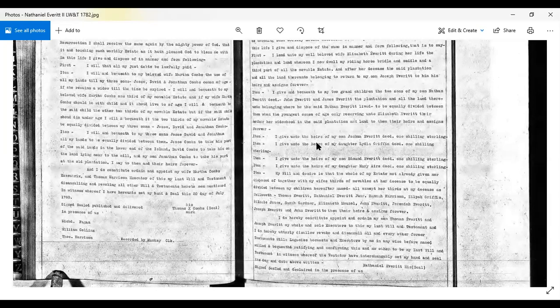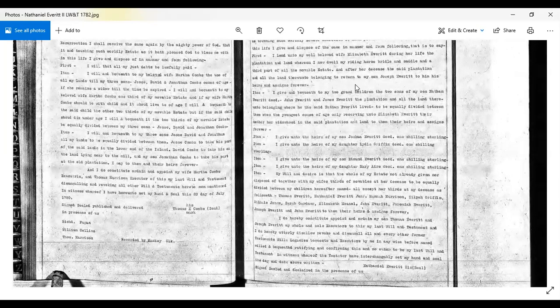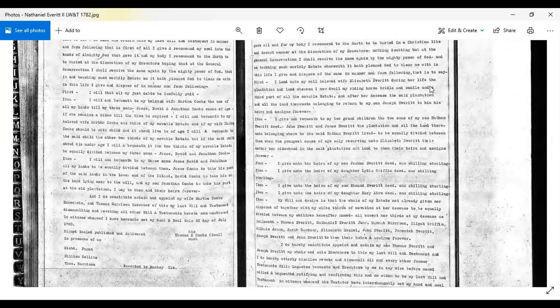So it says, I give unto the heirs of my son Joshua Everett, deceased, 1 shilling sterling. My daughter Lydia Griffin, deceased. My son Edmund Everett, deceased. My daughter Mary Ayers, deceased. And I believe it mentions another, but all of those children, that is information that by 1782, they are already deceased. And then he goes on to list all of his other children who are living. And it also lists his wife at the top.